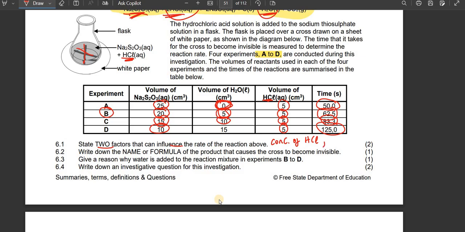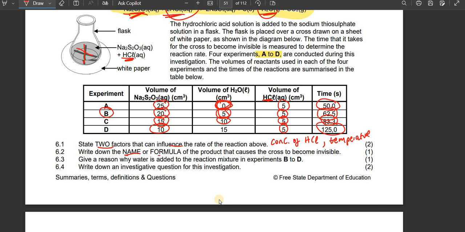What else? Surface area? No, not surface area. Temperature? Definitely, temperature can affect. So you can name those two.